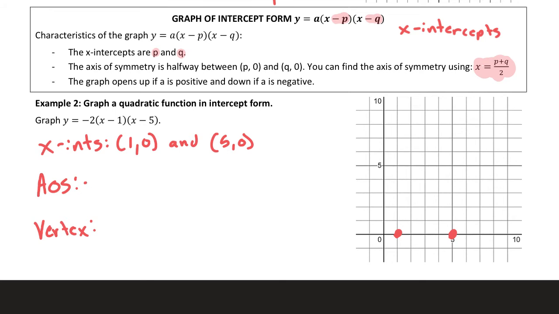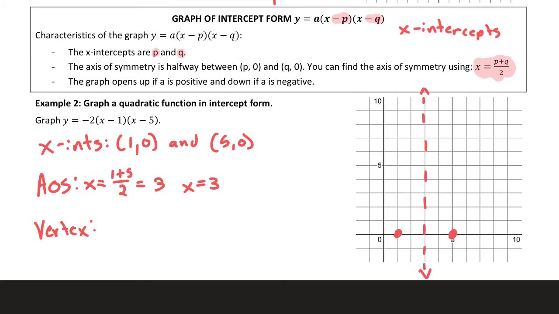Our axis of symmetry is the average of our intercepts. So the average of 1 and 5. So 1 plus 5 divided by 2, which is 6 divided by 2, which is 3. So our axis of symmetry is at x equals 3. So I'm just going to draw it so that we know our vertex lands on this vertical line, okay?